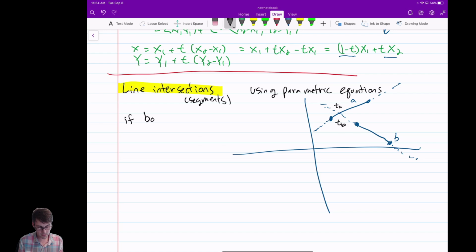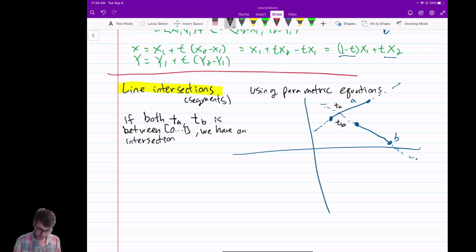If both TA and TB are between 0 and 1, because that's how we defined our parameterization, if it's both in the main line segment, then we have an intersection.